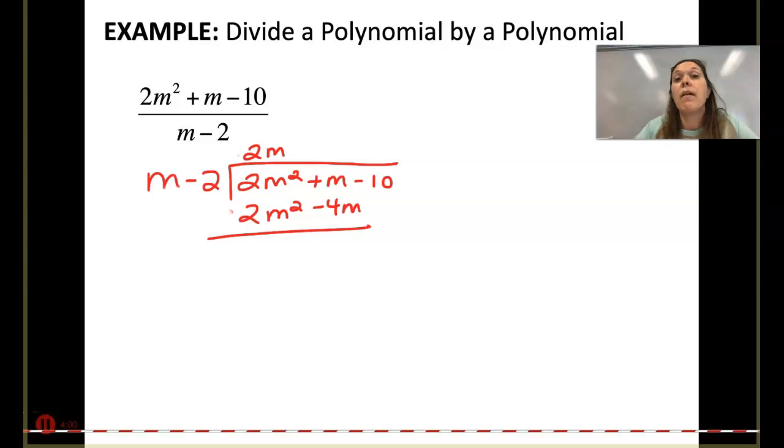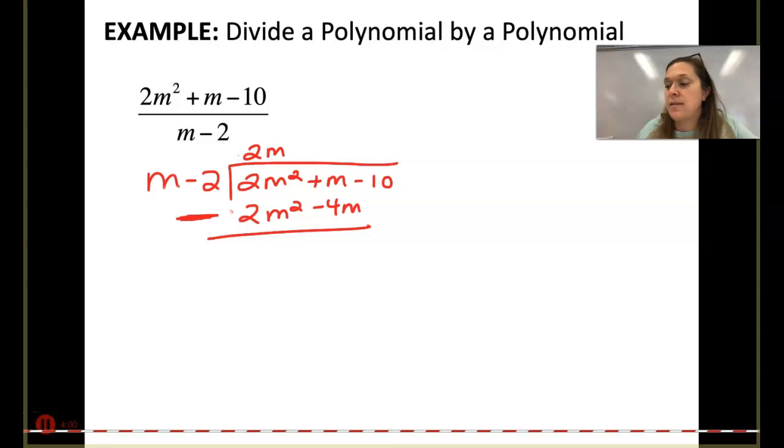Now, remember with long division, when we did it with just numbers, we are subtracting. This is a big subtraction problem. So I'm subtracting 2m squared minus 2m squared to get to 0m squareds. But this is where the mistake is going to occur, right here. We are subtracting m minus a negative 4. A lot of you guys are going to put negative 3 for your answer here, and it's not negative 3. It's positive 5.